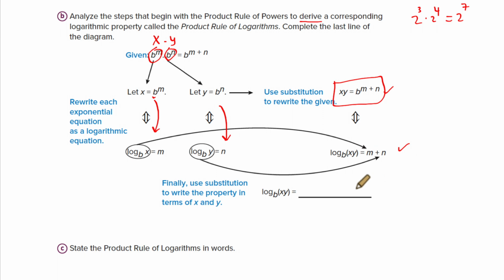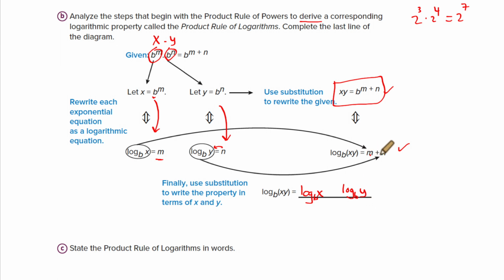The last step is I'm going to take out that m, and I'm going to put in what m is equal to. Remember what we said m is equal to? We wrote it in logarithmic form. It's equal to log base b of x. So I'll write that down. Log base b of x. And then I'm going to take out the n, and I'm going to put what n is equal to. This is substitution. n is equal to log base b of y.